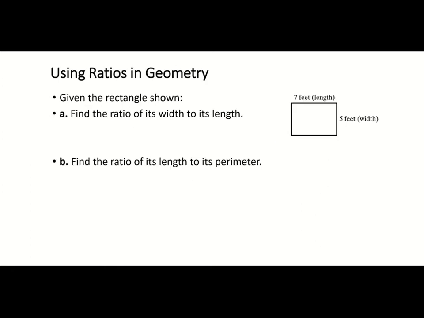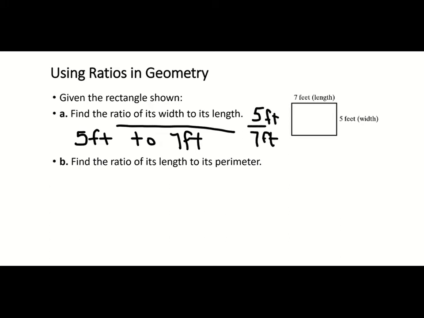All right, so here we are going to find the ratio of this rectangle's width to its length. So the width is 5 feet to our length of 7 feet. Now, we could write it like that, or we could do 5 over 7 and put our feet there so we keep our units. Or we could write it as a colon. We could do 5 colon 7.